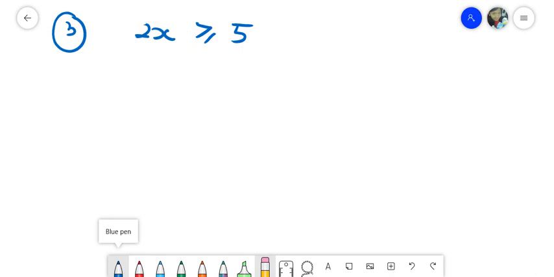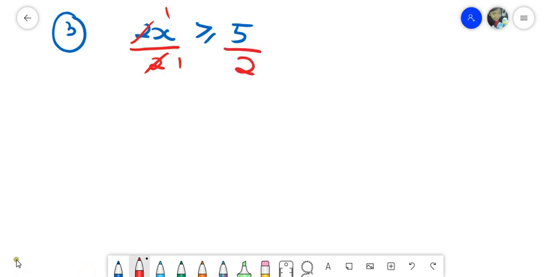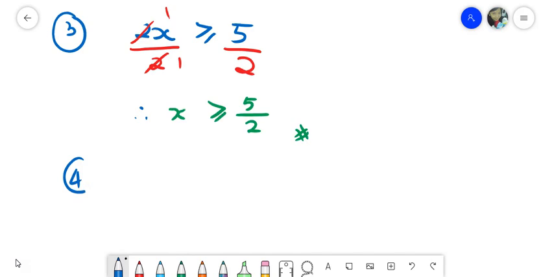How to get the value of x then? Okay, you may need to divide by 2. Why do you want to divide by 2? Because you want to get the coefficient of 1 here. To be fair, whatever you apply on the left, you must apply on the right-hand side as well. So in conclusion, your answer is x greater than or equal to 5/2. Is that okay? So let's proceed.